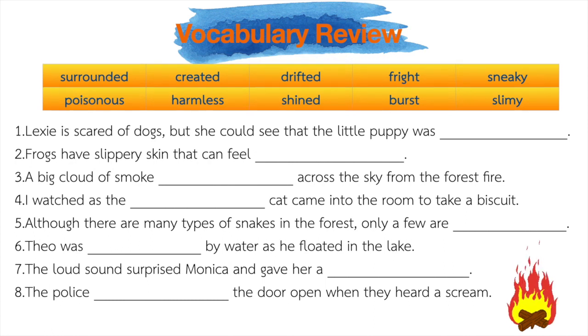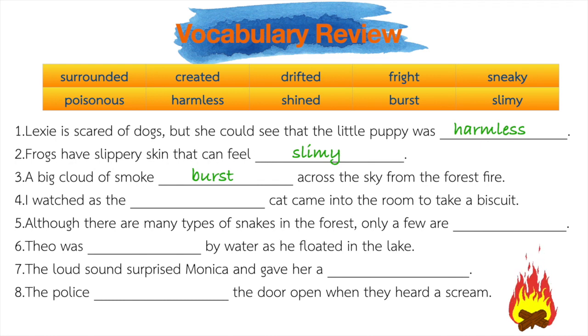Vocabulary review. Number 1. Lexi is scared of dogs, but she could see that the little puppy was harmless. Number 2. Frogs have slippery skin that can feel slimy. Number 3. A big cloud of smoke burst across the sky from the forest fire.